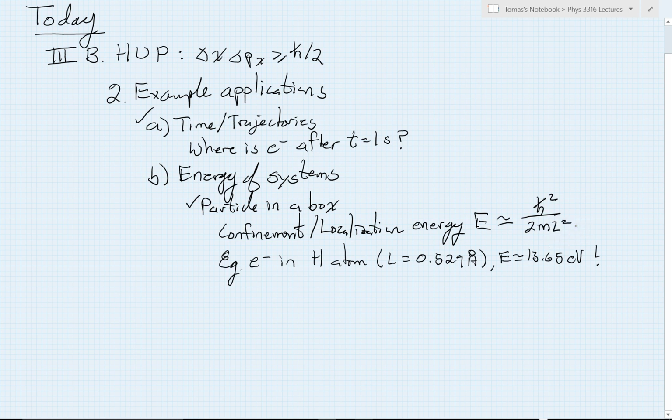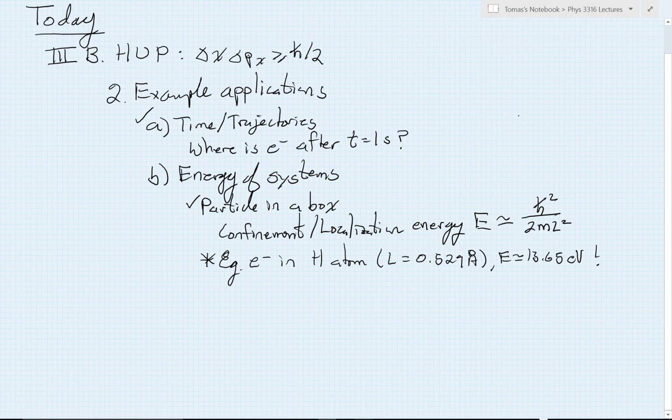Now we found a very interesting application of this. We looked at macroscopic objects, and of course, via the correspondence principle, that minimum energy is really quite low. You can place a macroscopic particle on a table somewhere very still, and it will have very, very little energy.